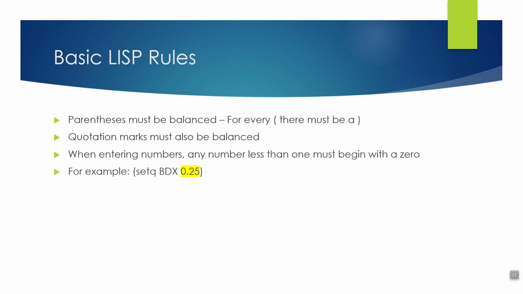So we have an example here. This is a very simple Lisp statement here, set q BDX to 0.25. If I want to set q BDX, if I put just 0.25, it's going to give me an error message. So it has to have a 0 in front of it there.